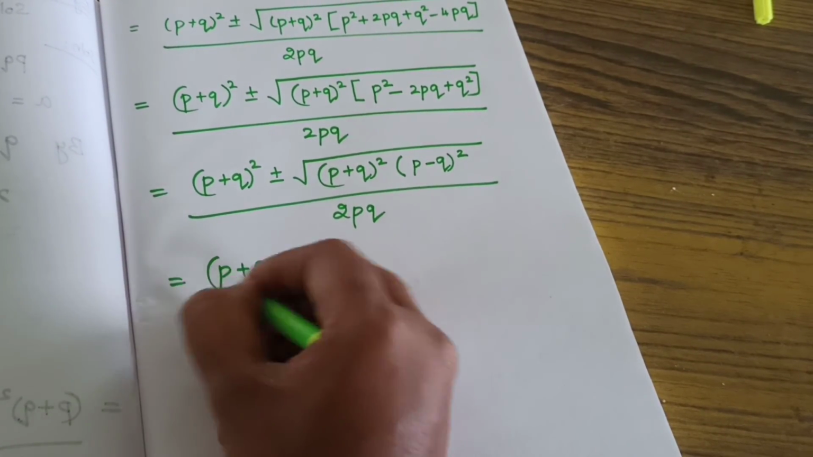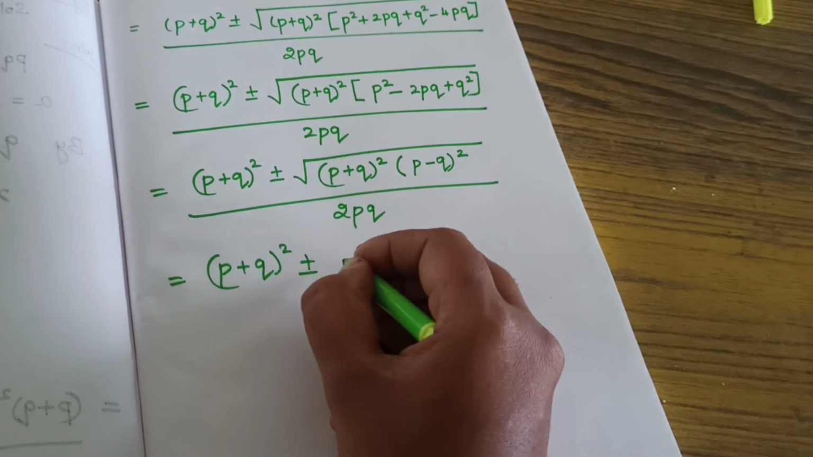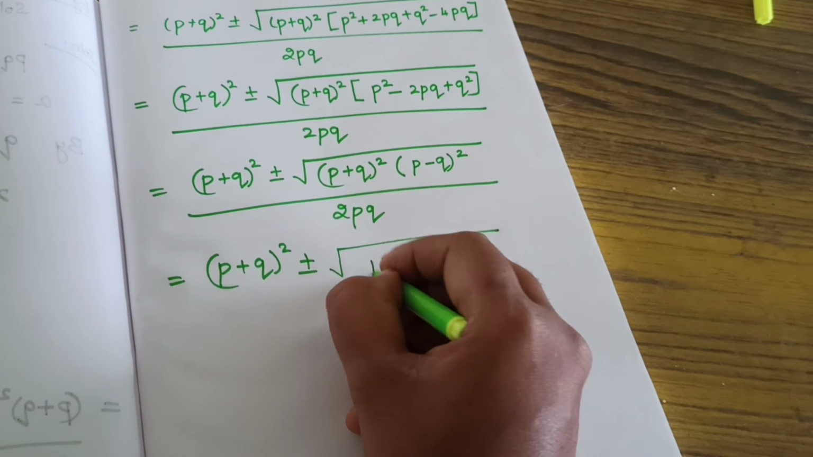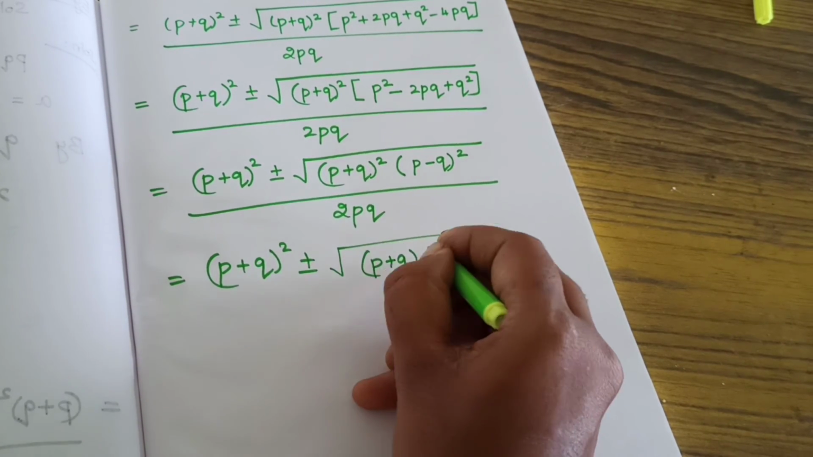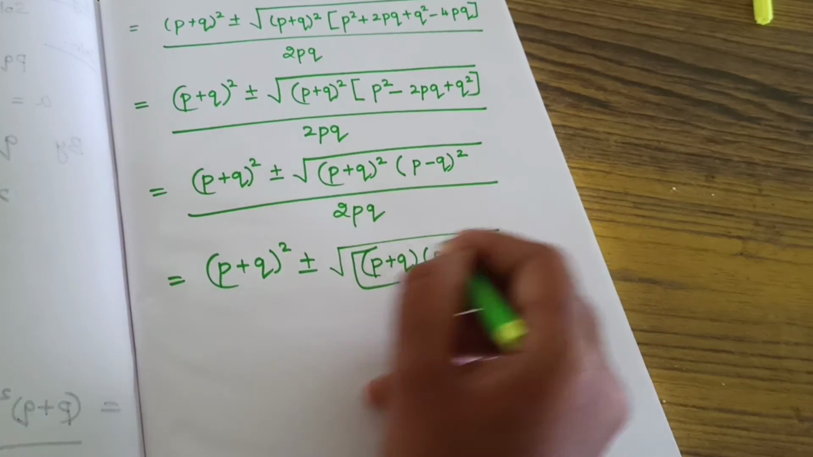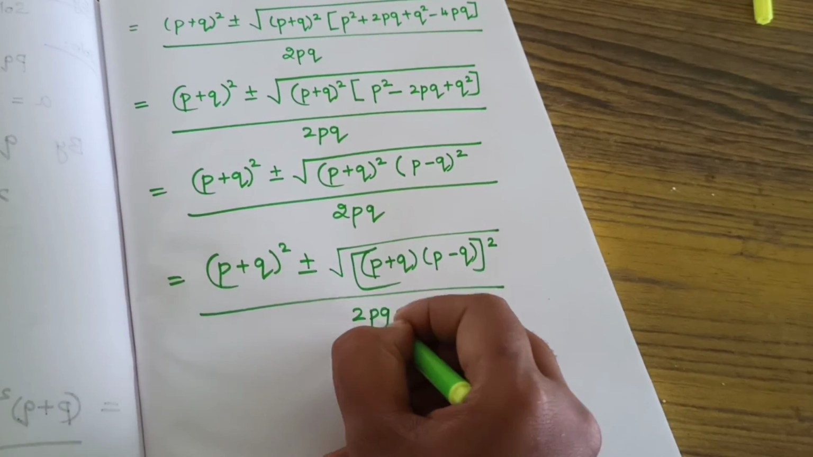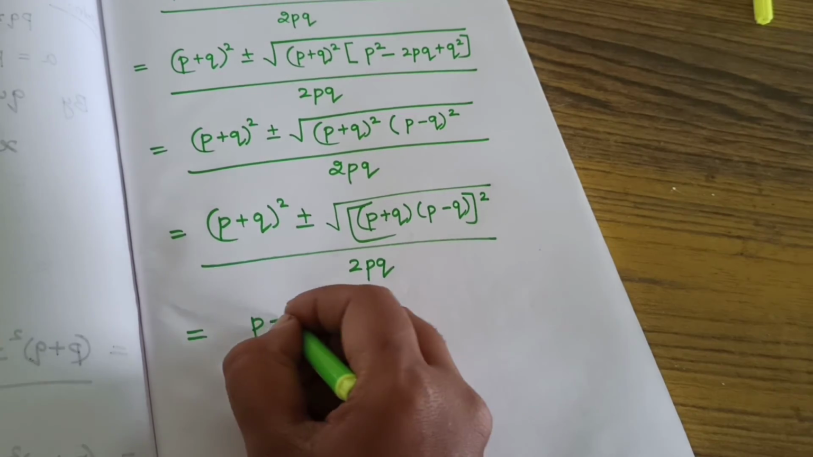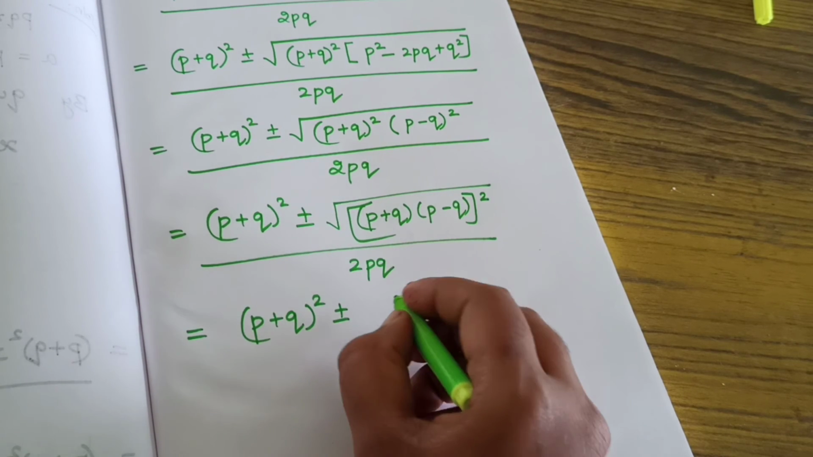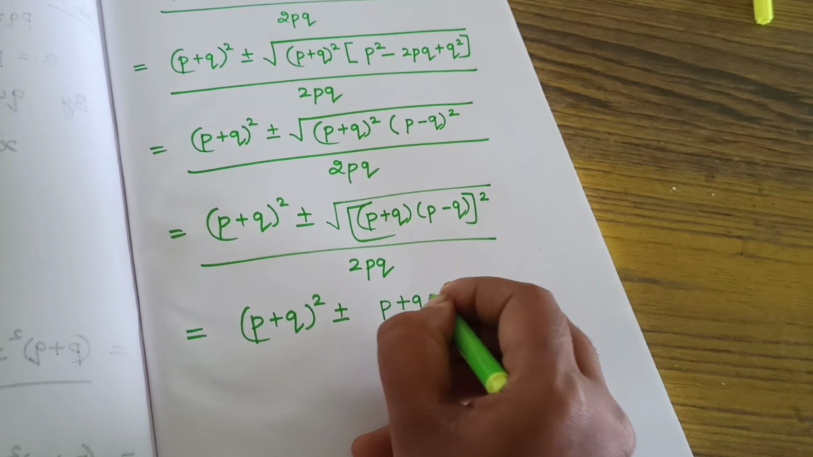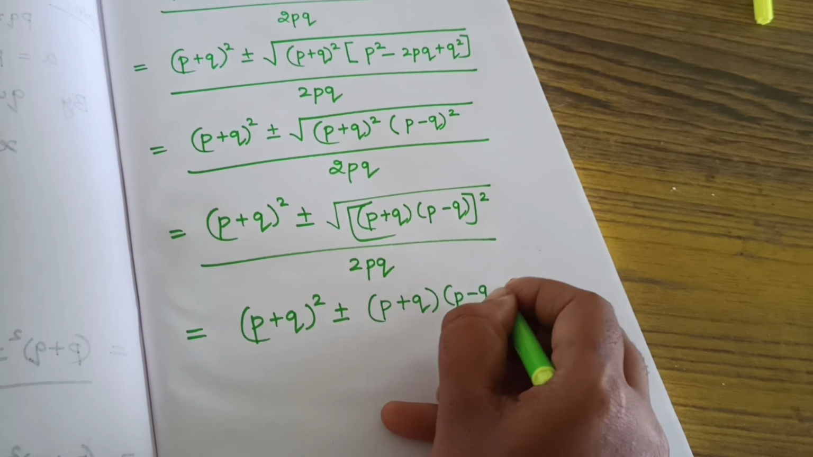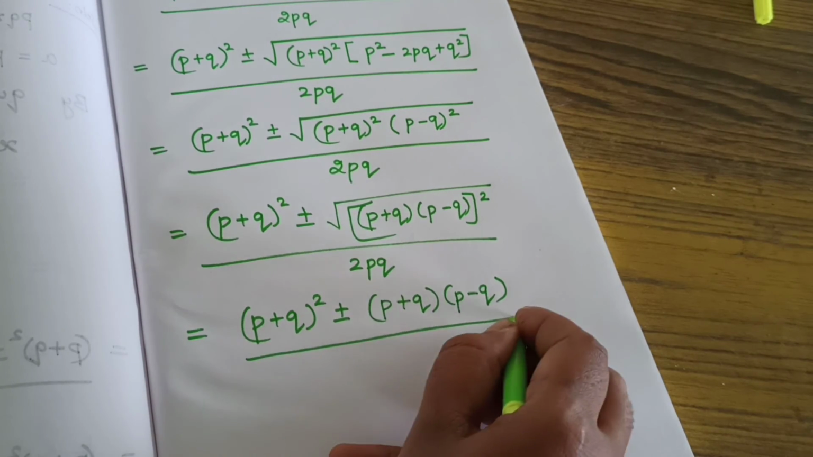Which is equal to p plus q the whole square plus or minus, here two square terms. Shall we take as common? Into common 1 square, the whole square. Now this square and root get cancelled. Very good. Which is equal to p plus q the whole square plus or minus, square and root get cancelled. So what is the answer? P plus q into p minus q by 2pq.